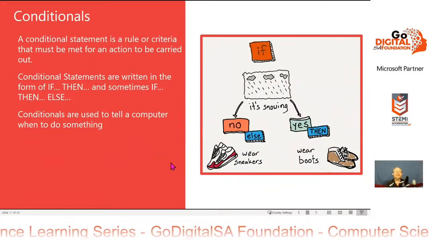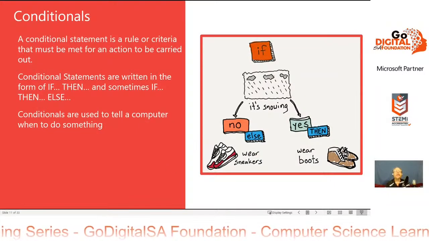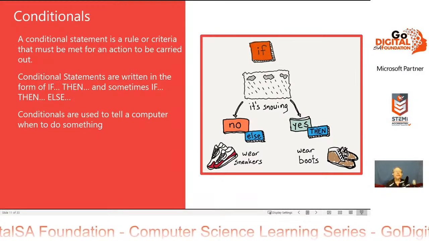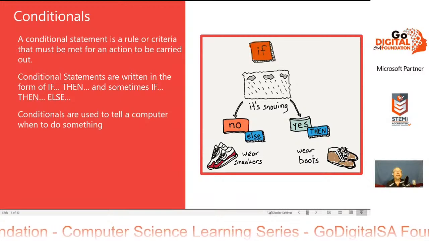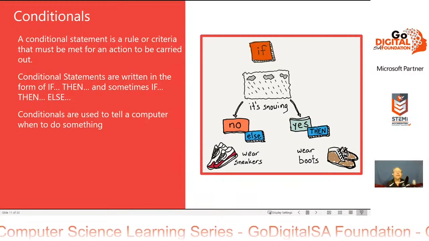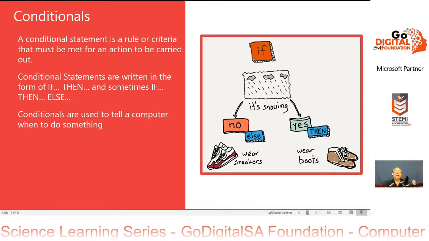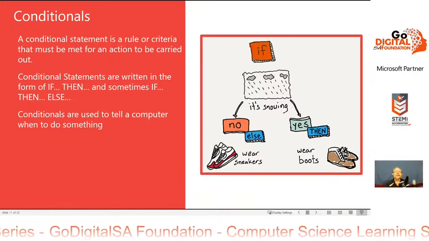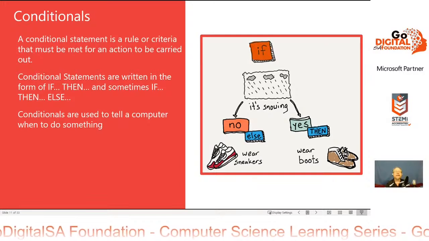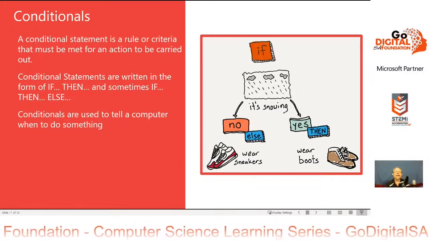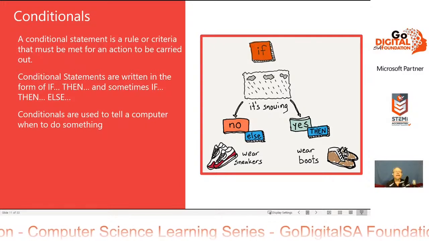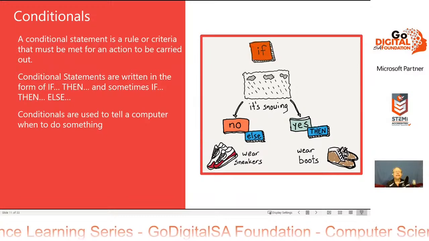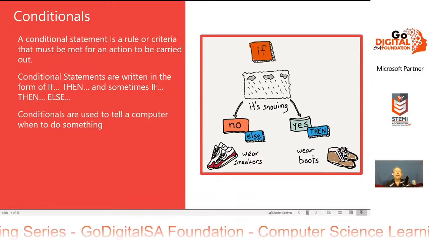A conditional statement is a rule or criteria that must be met for an action to be carried out. Conditional statements are written in the form of if, then, and sometimes if, then, else. Conditionals are used to tell a computer when to do something. And remember that you can have nested conditionals. You can say if this, then that, else if something else, then this, else if something else, then this, else.